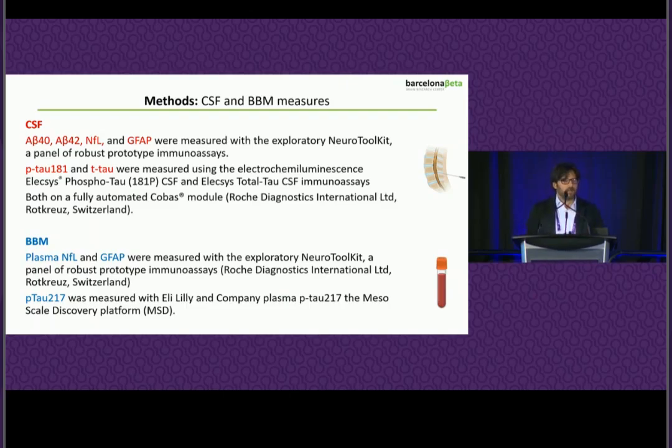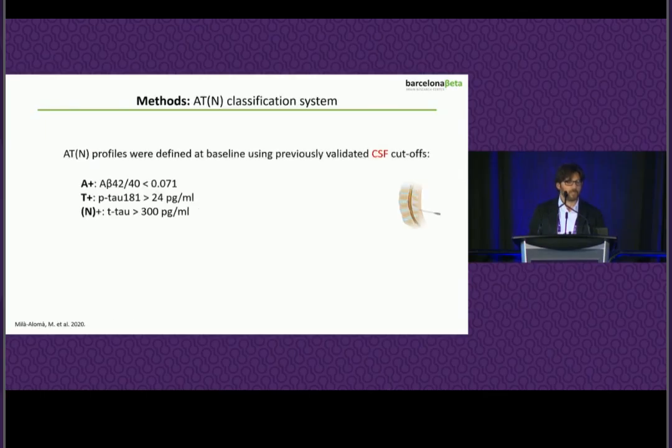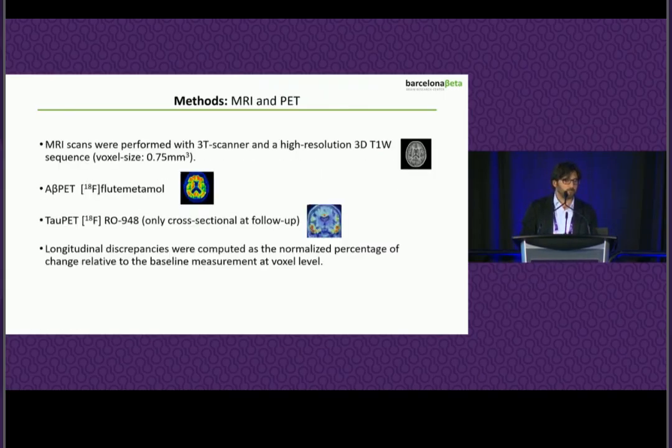Regarding fluid biomarkers, we studied CSF beta-40, beta-42, NFL, GFAP using NeuroToolkit, p-tau181, total tau, and for plasma biomarkers, we measured NFL, GFAP, and also p-tau217 with the Eli Lilly assay. We applied the ATN classification system in our sample using local cutoffs already published.